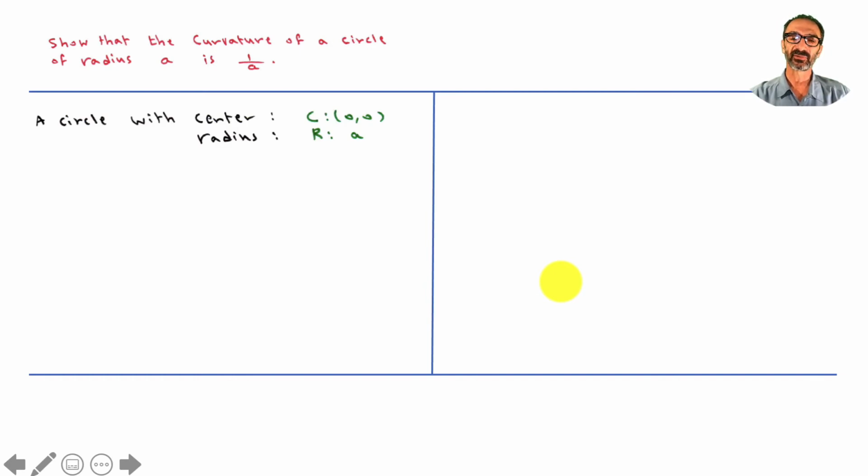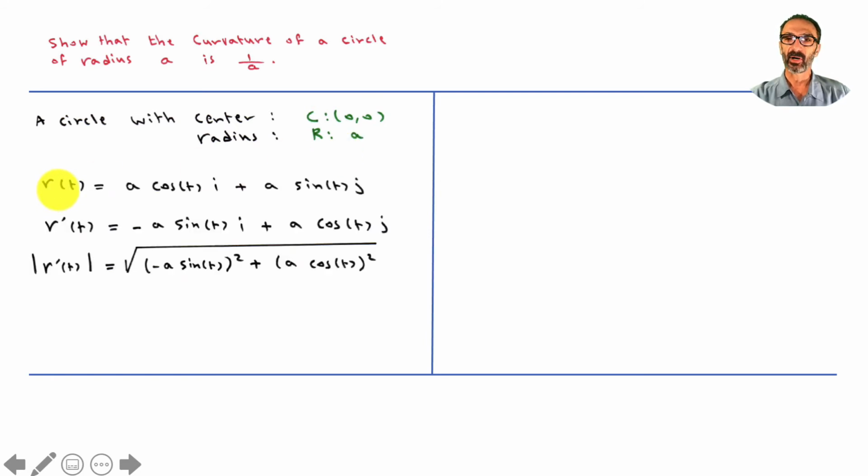A circle with center 0, 0 and radius a. We like to center it at 0, 0 because it's easier to calculate and do the math. We have r of t to represent the circle as a vector function pointing to every point on the circle going around. It would be cosine and sine, but that's going to be a unit circle, and they want the radius to be a, so we have to include a: a cosine t i plus a sine t j.